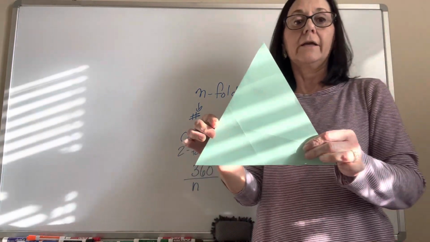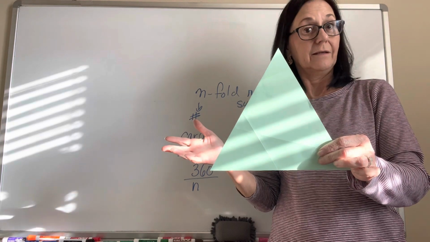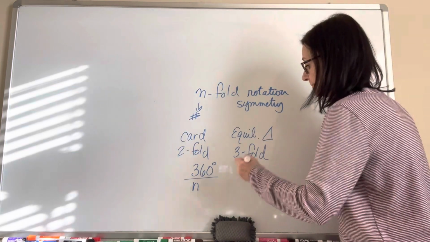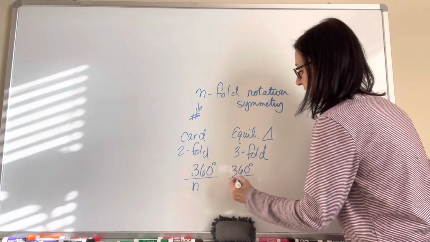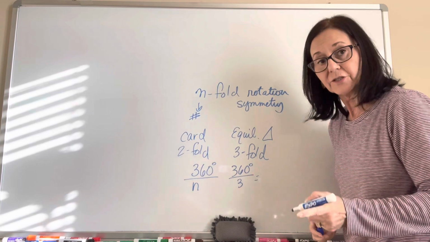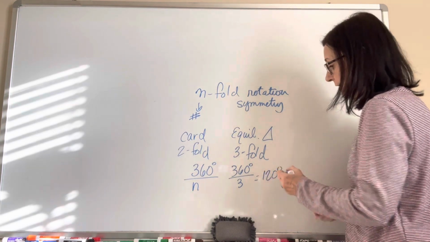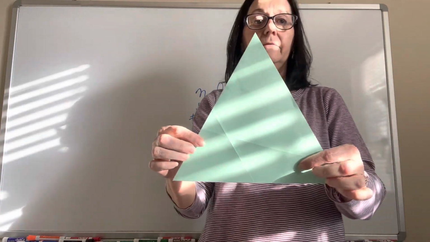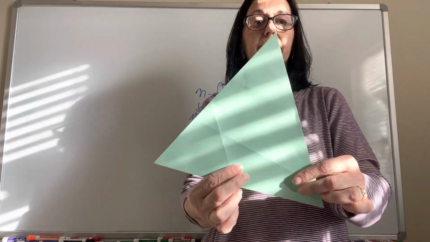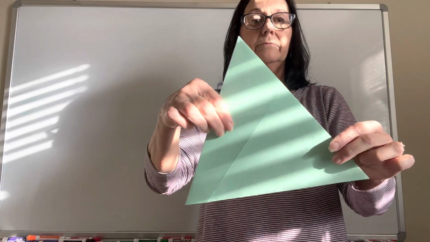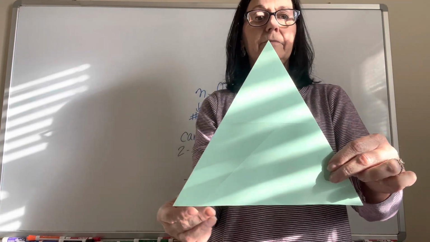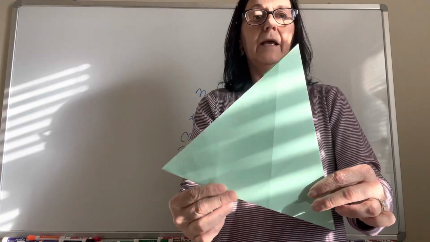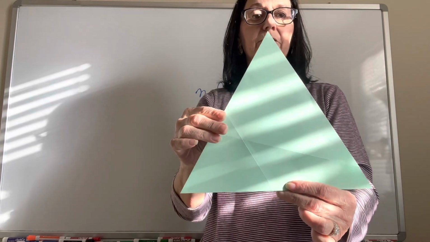With the equilateral triangle, what is the degree rotation? Well, I take the 360 all the way around and divide it by 3. So its rotation is through 120 degrees. All right, so look, there's one, there's 120, right? There's 240, and then 360 to get back to the original.